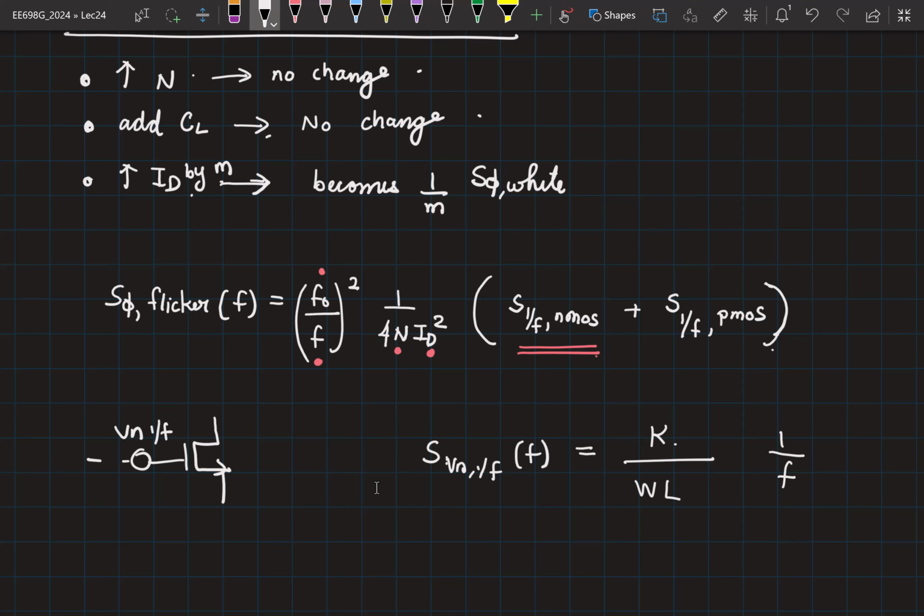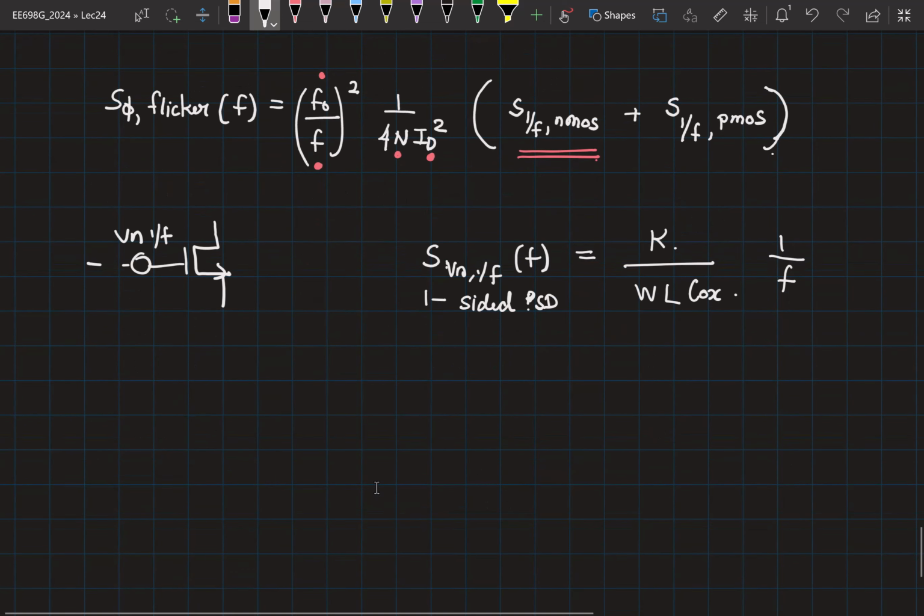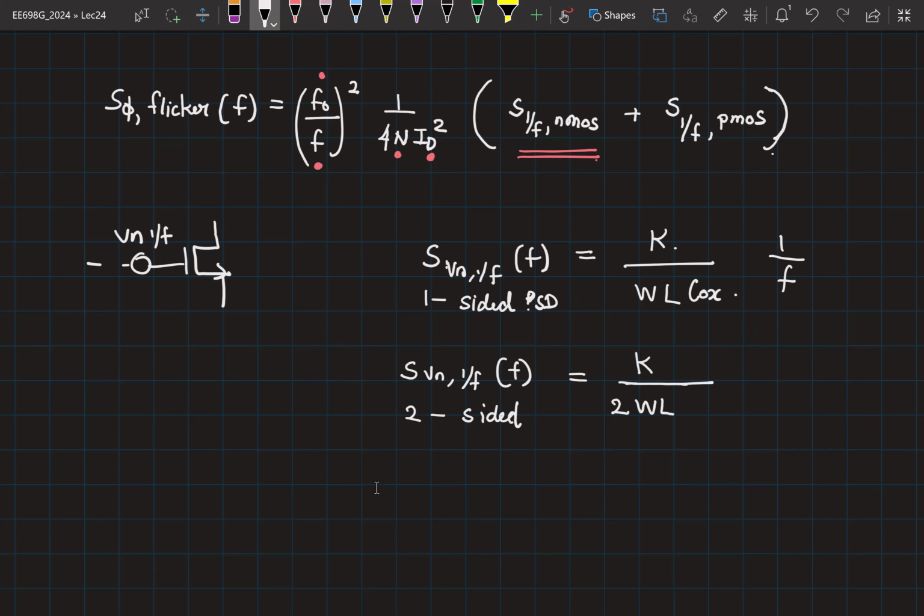So this 1 by F part, I hope everyone remembers, right? It's called as 1 by F noise, flicker noise. We are missing one factor here. COX. Right? So this is your one-sided PSD. Can you give me the two-sided PSD? By half. So this will become K by 2 times WLCOX into 1 by F. Right? Now, for now you can assume that this is grounded.